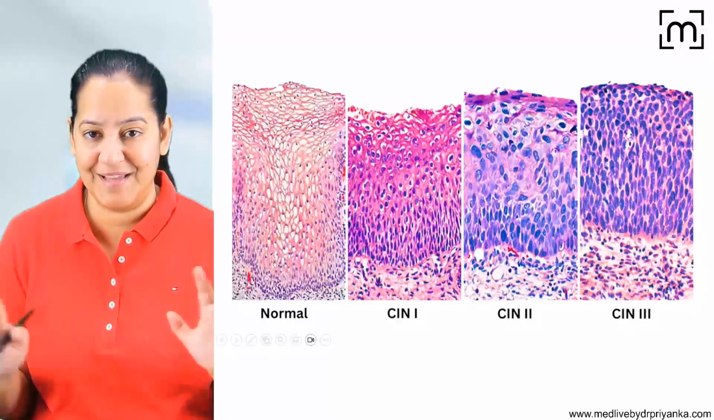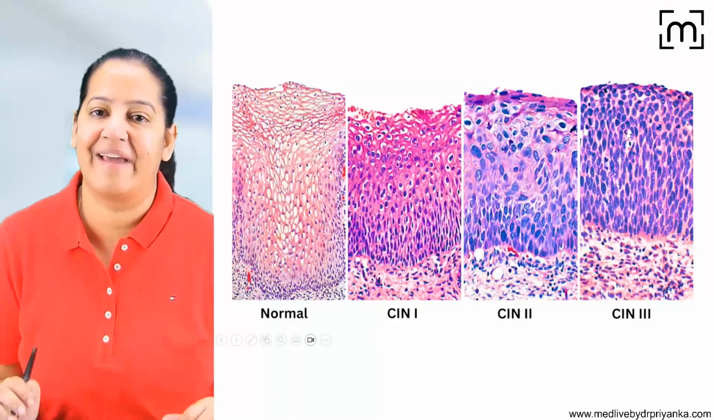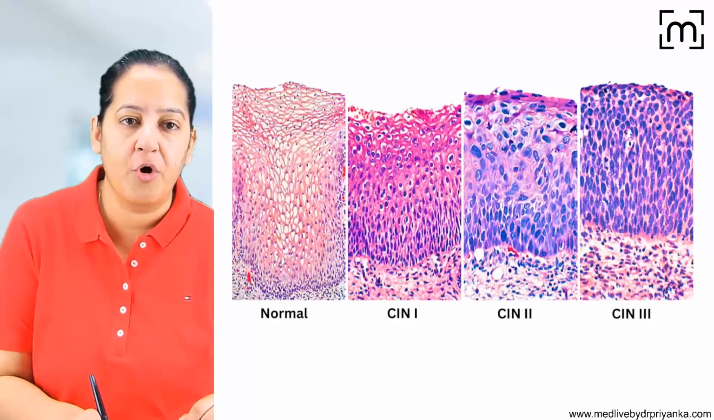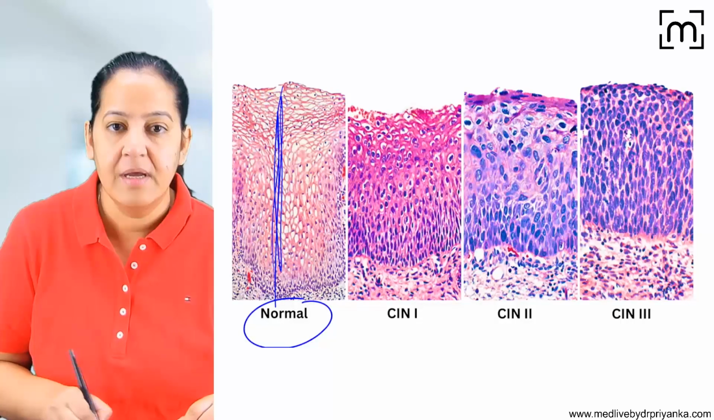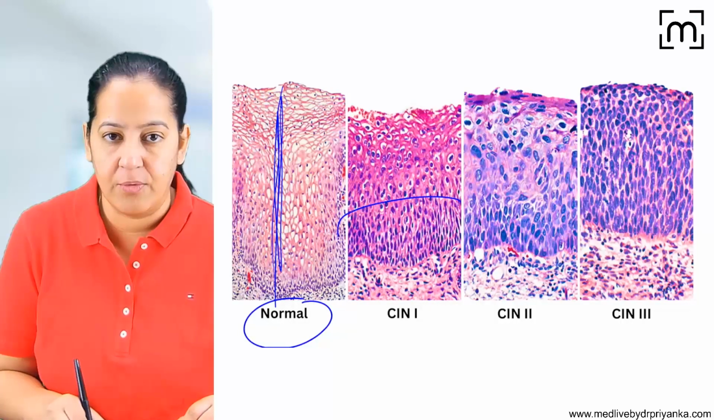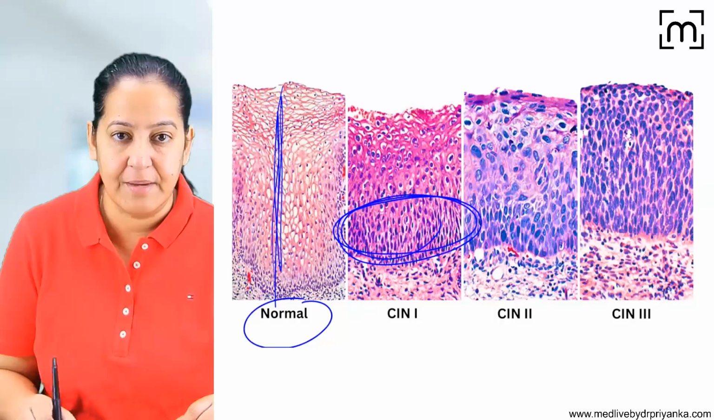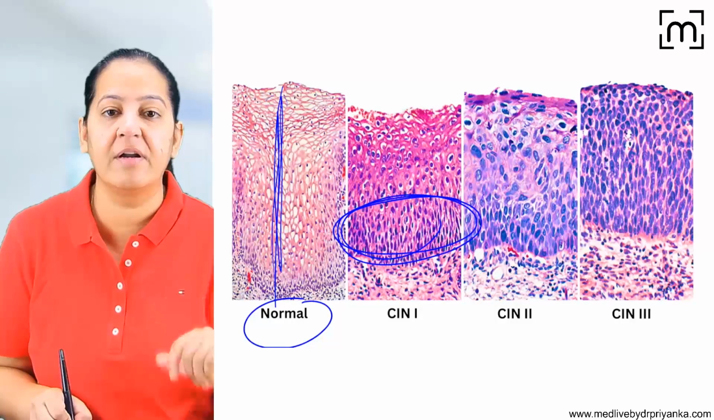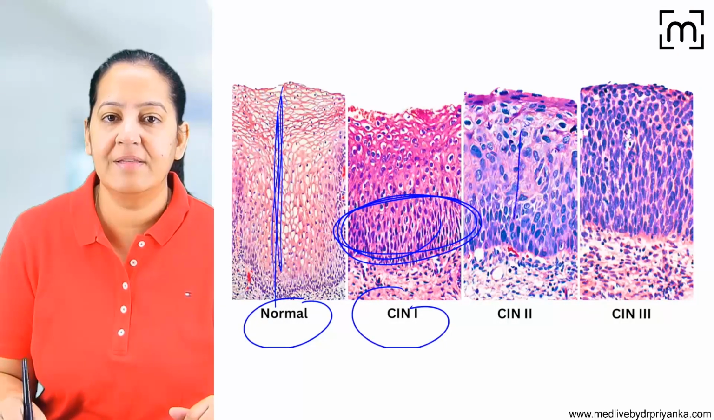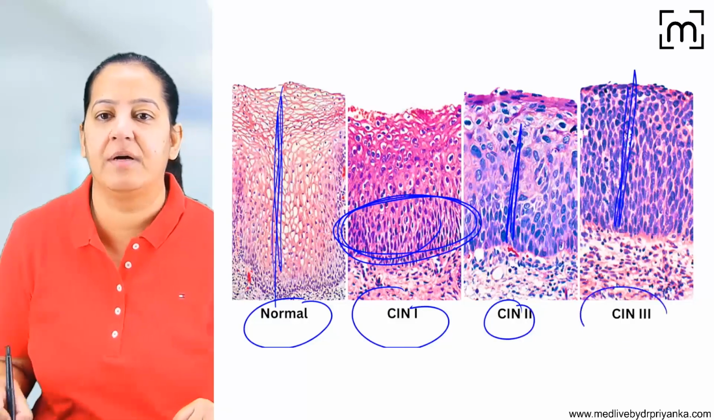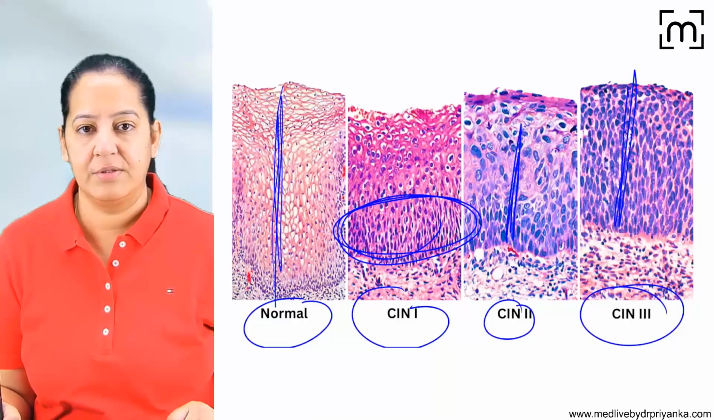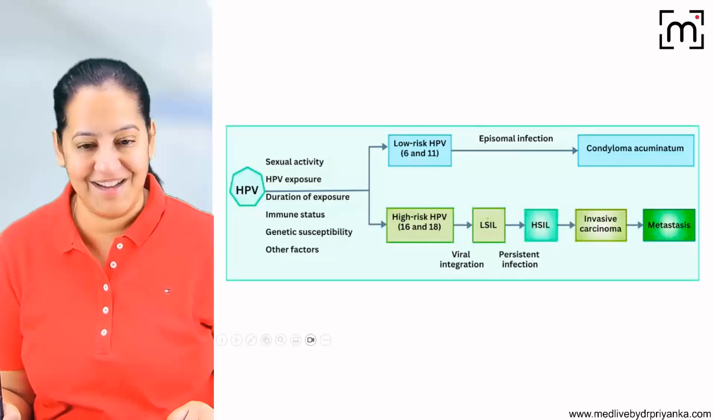I hope the concepts are crystal clear, and this is the real diagram. Can you see the normal thickness of the stratified squamous epithelium? This is normal. Can you see this portion is dysplastic now? This portion has become dysplastic, but the upper portion is normal. It's less than 1/3, so CIN1. Here this portion is dysplastic, it's 2/3, and here you can see complete dysplasia. Complete dysplasia is CIN3. I hope you got it.